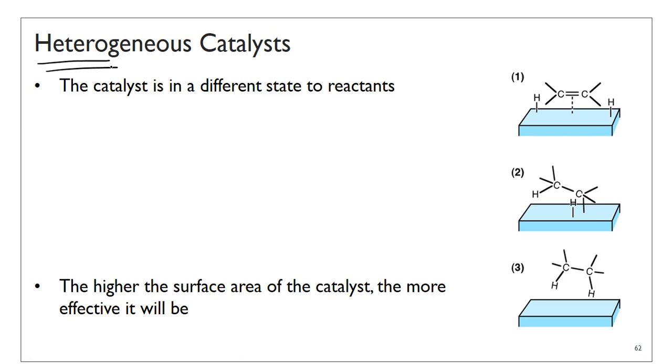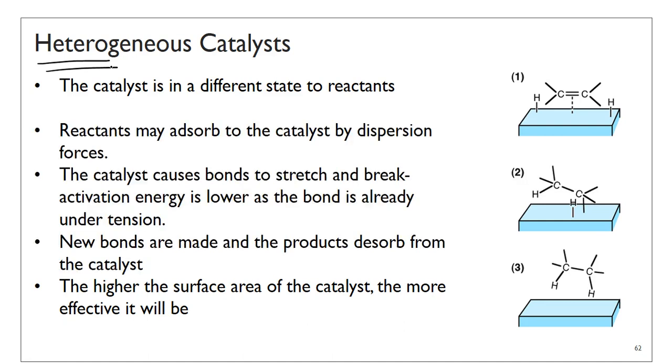Obviously, the good thing about this is it's very easy to separate the catalyst from the reactants if you want to reuse the catalyst in other situations. But it is a little bit harder to ensure that all of the reactants have contact with the catalyst. So most of the time, heterogeneous catalysts are there to serve as a surface for the reactants to adsorb or anchor or stick to.